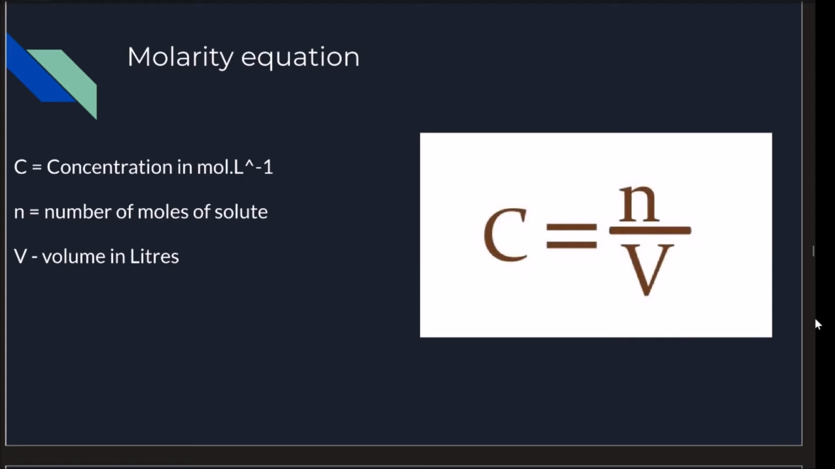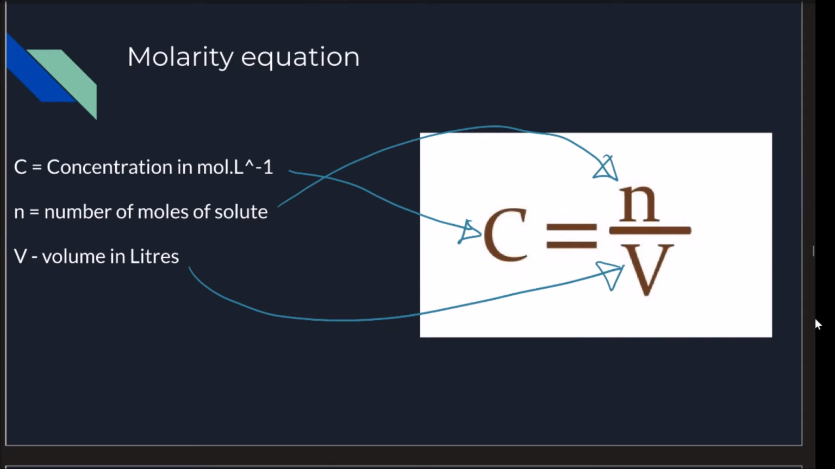So concentration equals number of moles over volume, or C equals n over V. This is an equation you will use time and time again within HSC chemistry. So it's really important that you understand what each of these are. So our concentration in moles per liter is going to be equal to the number of moles of a solute and what volume of solution that they are dissolved in.